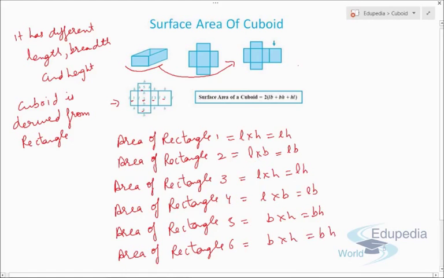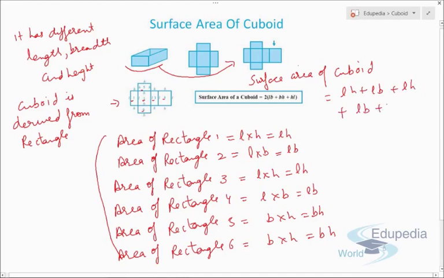Now what we need to do is add all the 6 parts to get the surface area of a cuboid. So we can write surface area of cuboid as LH plus LB plus LH plus LB plus BH plus BH. So we have 2LH, plus 2LB, plus 2BH.